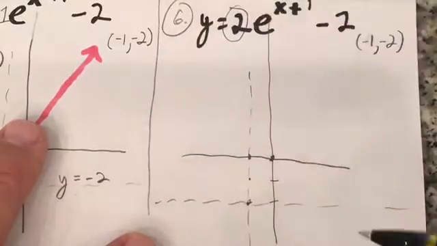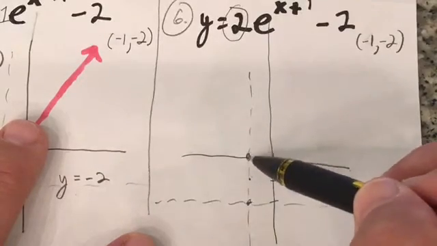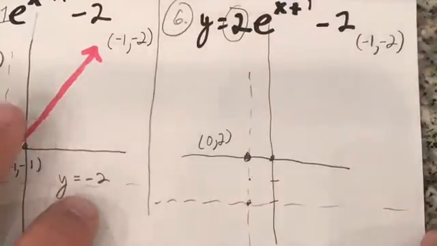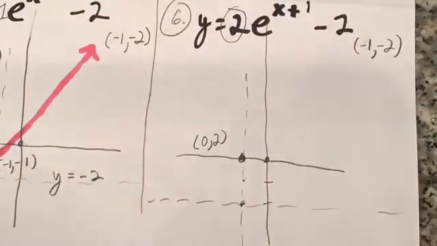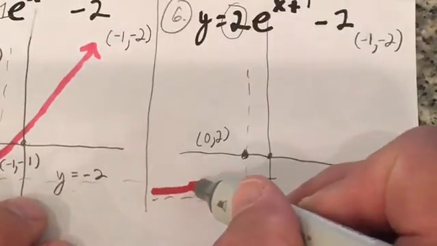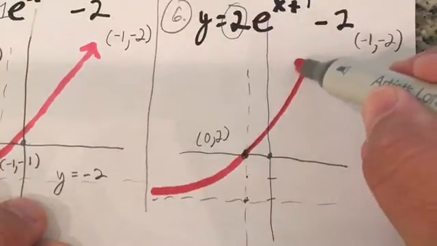Notice it has a 2 up front. So now, instead of 0, 0, 0, 1, it would go through 0, 2. That would be its nice go through. And then it's going to creep along, not the y-axis, y equals negative 2. Go through that point, 0, 2, and then grow rapidly.